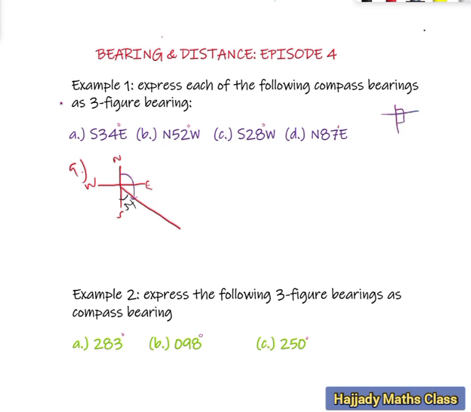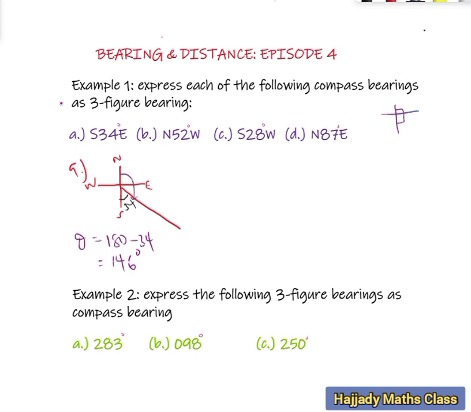Okay, so for us to get our bearing, it means theta is going to be 180 minus 34 degrees. And 180 minus 34 degrees gives us what? That gives us 146 degrees. So that is our answer to the first question.